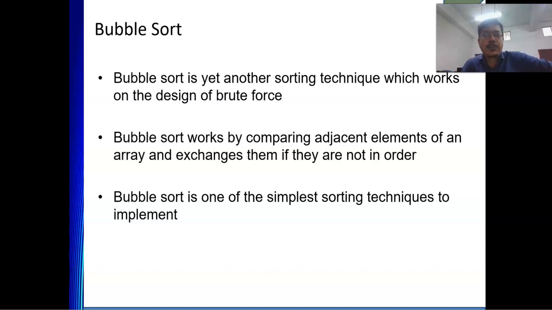Bubble sort also follows brute force, and you'll understand why, because when you are sorting we check each of these elements, and it works with comparisons of the adjacent elements. Suppose I have 23, 25, 27 in descending order, and I want to make it ascending order. So I compare each of the elements and exchange them, right? More details we will see, and it is one of the simplest sorting techniques to implement.